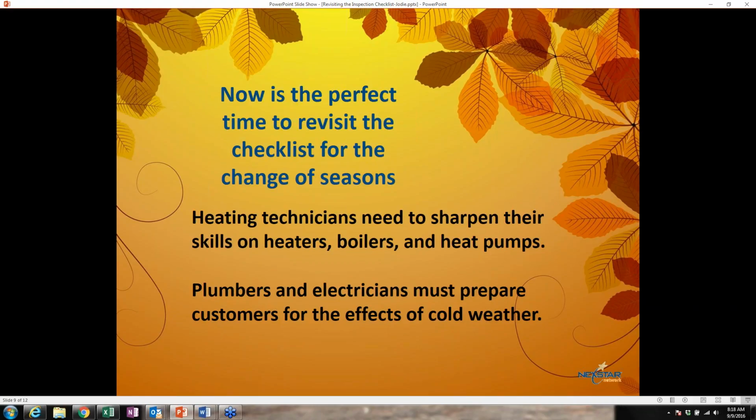Okay. So how do we introduce the checklist? You know, I sometimes get that from some service managers or technicians that, well, the customer doesn't want me to do the inspection, and a lot of that comes back to the greet step.